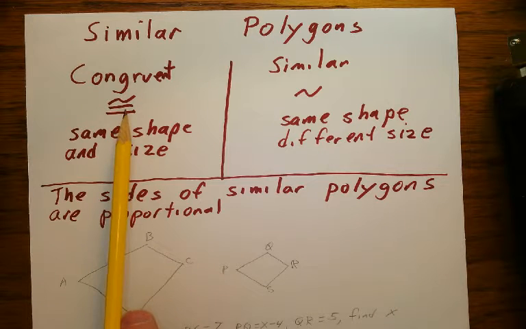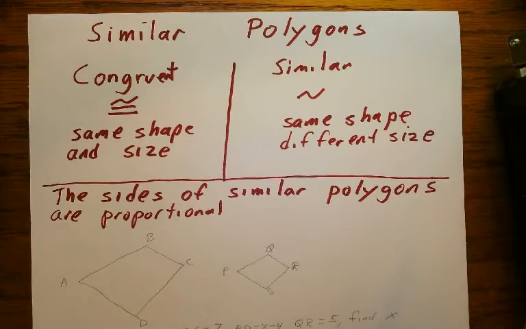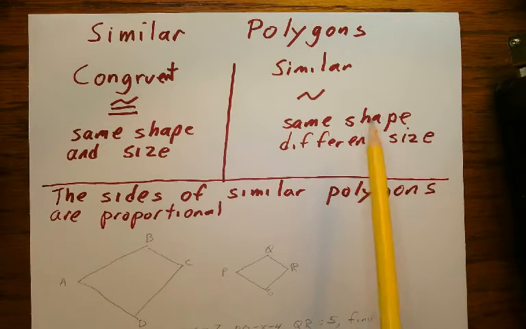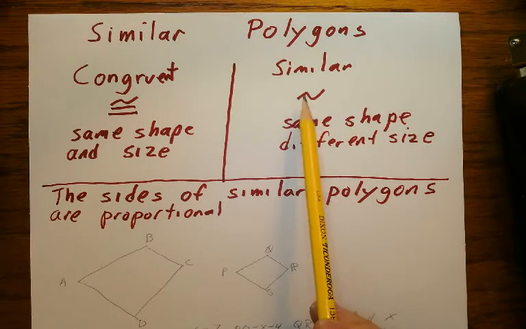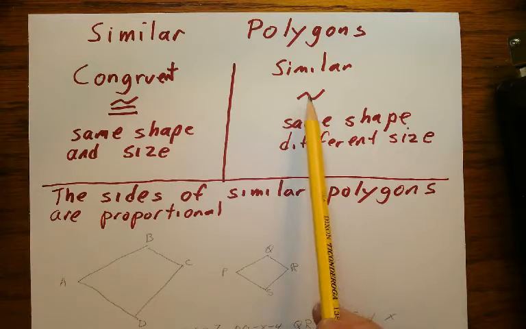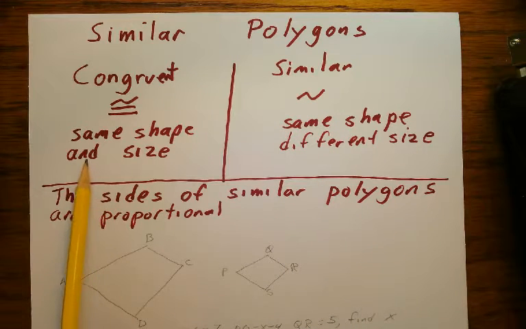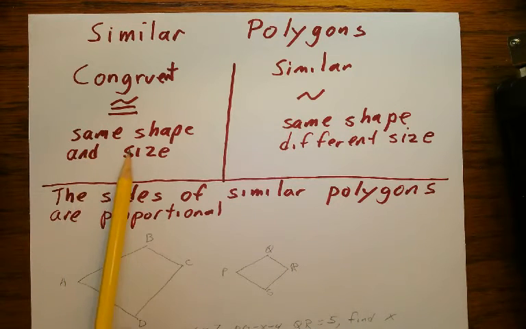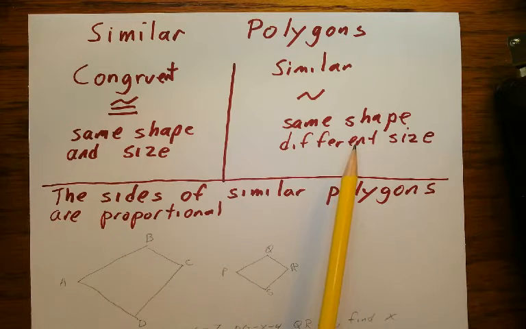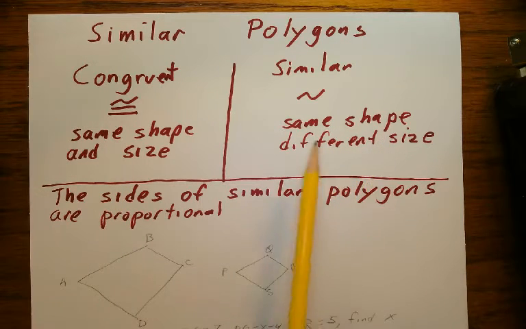Congruent, which we've learned already, has the symbol of an equal sign with the squiggly line above, which is sometimes called a tilde. Then we have similar, where the symbol does not have the equal sign, just the tilde. Congruent means the same shape and size. They're basically identical. Similar means same shape, but a different size.